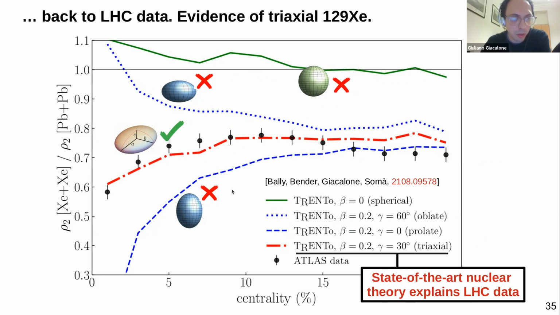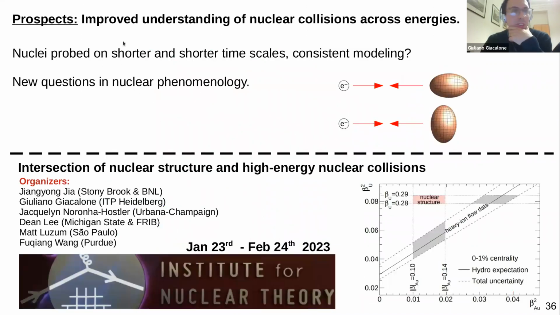Now ATLAS will show the actual final results of this at Quark Matter one month from now. So just to close this chapter, the prospect here, I think, is very remarkable. You can play with these orientational shapes and see them in the collisions. So you can really improve your modeling of nuclear collisions. And this is going to be relevant for all sorts of nuclear collisions. You need a consistent model of nuclei across scales. And this I think is very, very exciting.